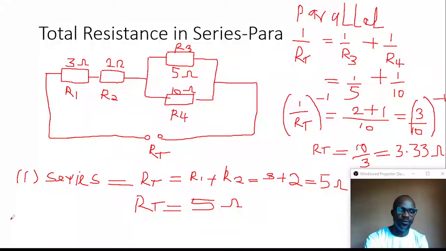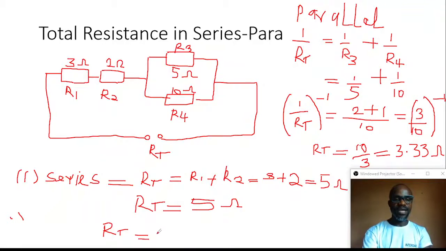We combine. Therefore, the total resistance for the complete network, RT, is equal to the series connected resistors plus the parallel connected total resistance. That is 5 for total resistance in series, plus 3.33 for total resistance in parallel, right? So this will give us a total of 8.33 ohms. Let me get my eraser. I need to delete certain things for clarity purposes.